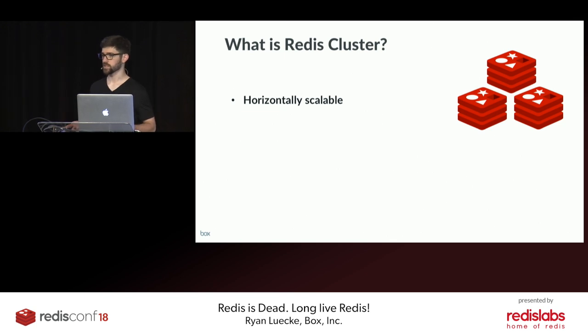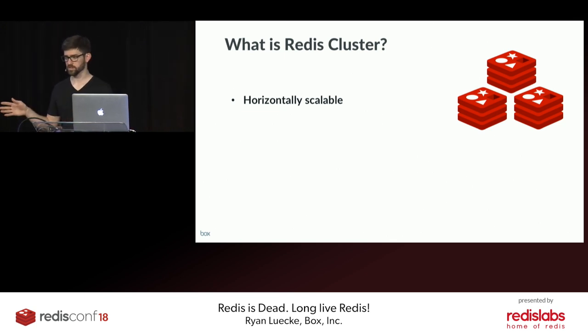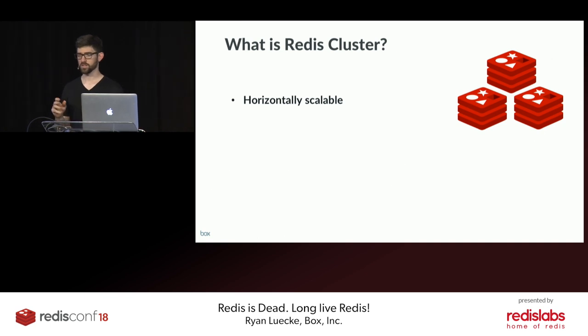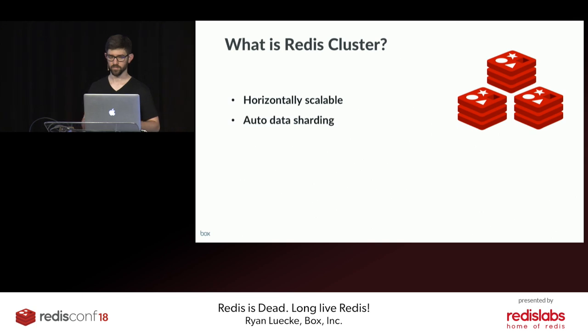So first, what is Redis Cluster? And I'm talking about the open source version during this talk. It's a horizontally scalable way to have Redis instances form a cluster. Horizontally scalable means that we can continue to add nodes as we need more and more capacity. Auto data sharding: Redis Cluster is able to partition and split data among the nodes in a fairly automatic way.